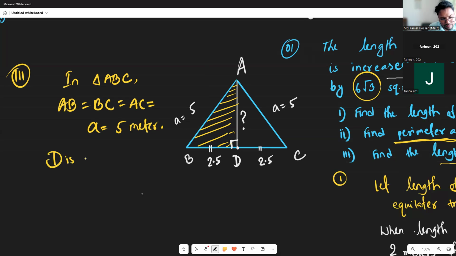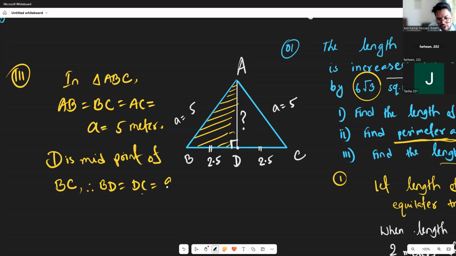D is the midpoint of BC. So BD equals DC equals a by 2 equals 5 by 2 equals 2.5 meter.